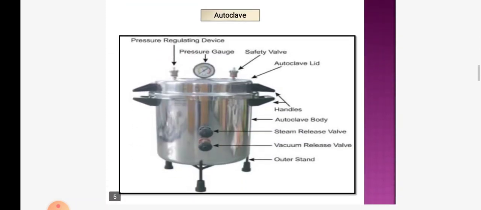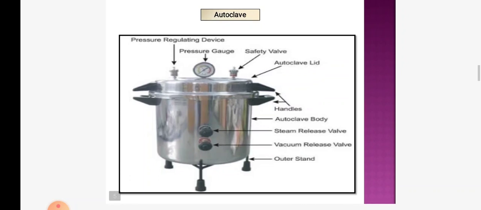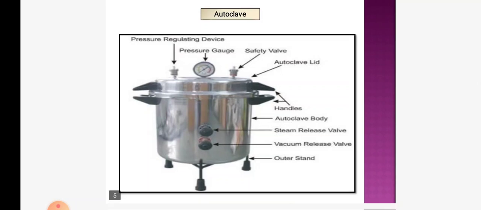This is the autoclave used for the sterilization method, which includes a pressure regulating device, pressure gauge, valve, autoclave lid, handles, autoclave body, steam release valve, vacuum release valve and stand.